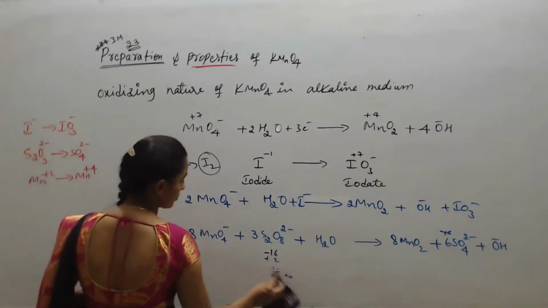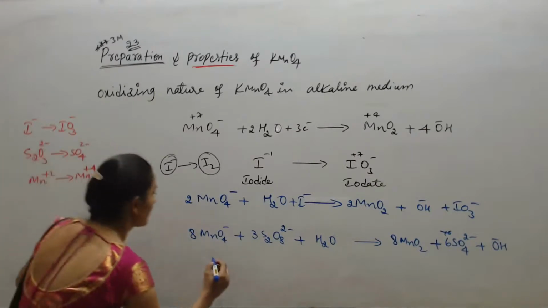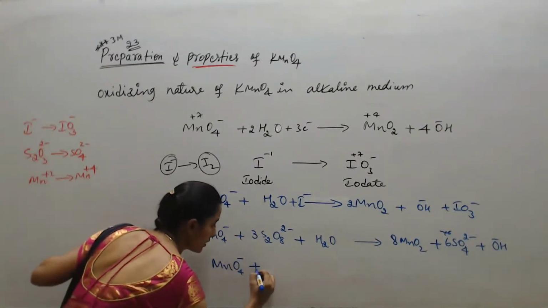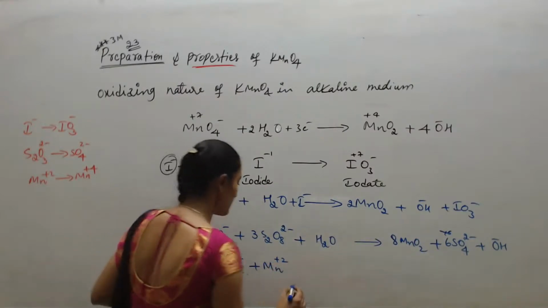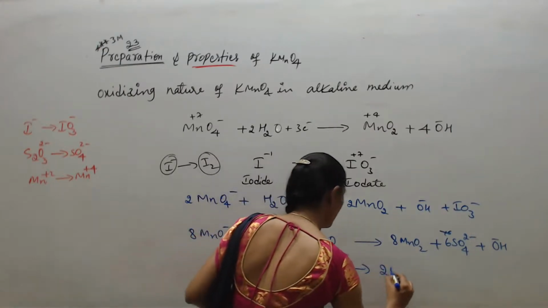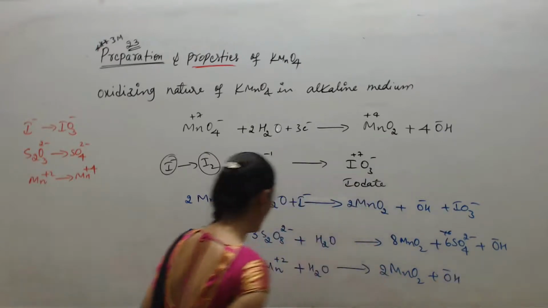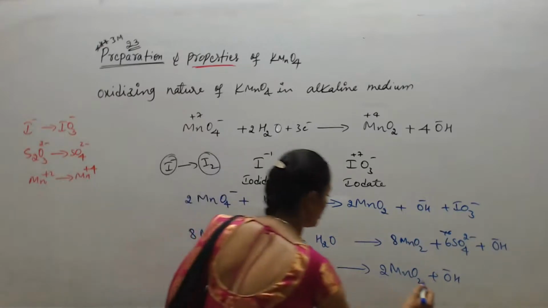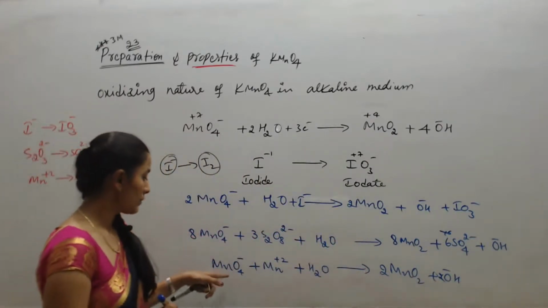Okay. So students, next one, last one. MnO4 minus reacts with Mn plus 2 compounds in presence of H2O and changes to 5MnO2 plus H plus. This is also a reaction. Okay. Here it is plus 7.